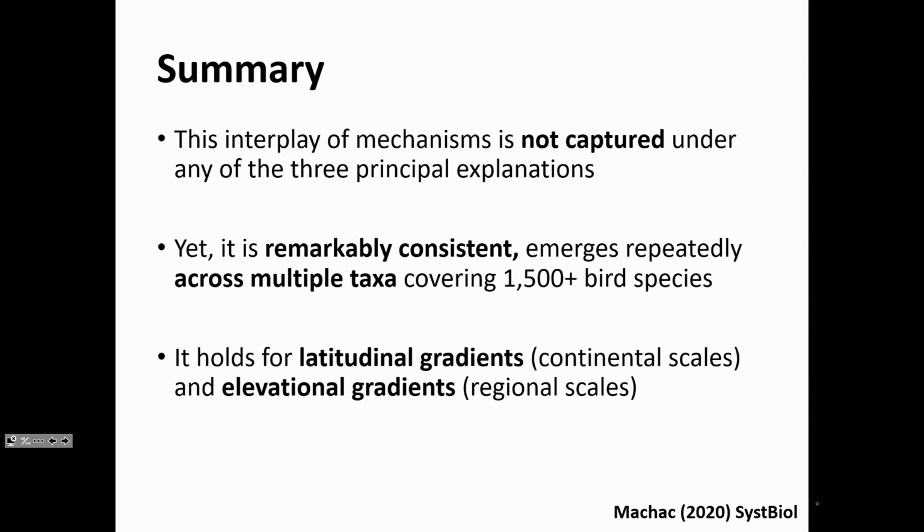This interplay of mechanisms that I just described is not captured under any of the three principal explanations, and yet it is remarkably consistent. We saw that it emerges repeatedly across 5 groups of birds, which altogether cover over 1,500 species. What's perhaps even more interesting is that it holds for the latitudinal diversity gradient at the continental scale, right? But also for the elevational diversity gradients at the regional scales.